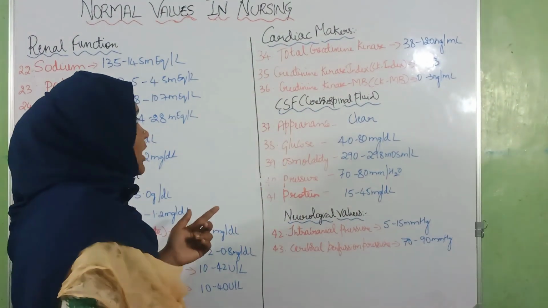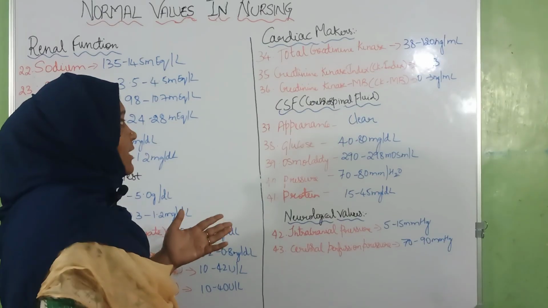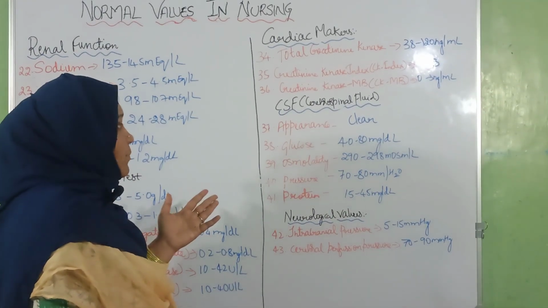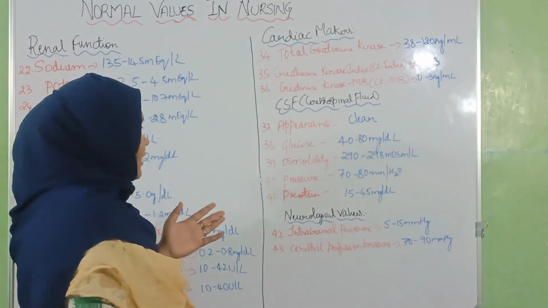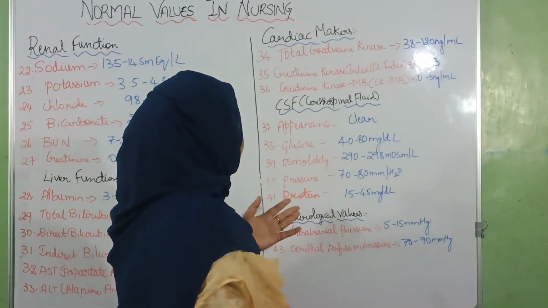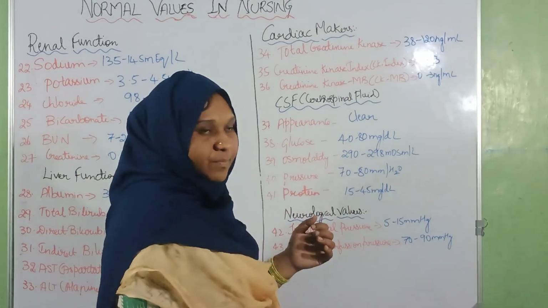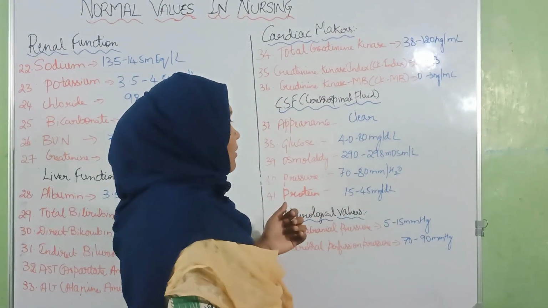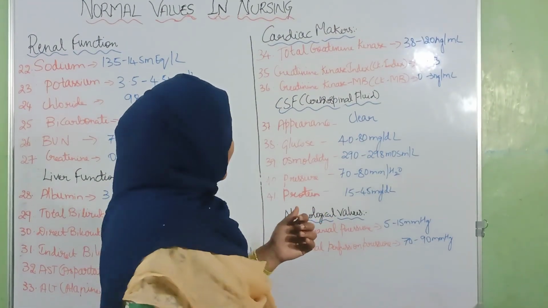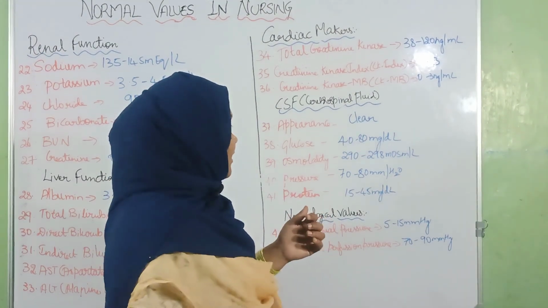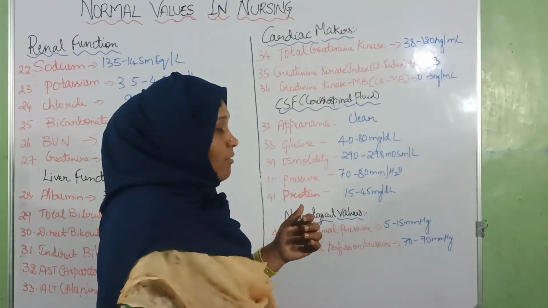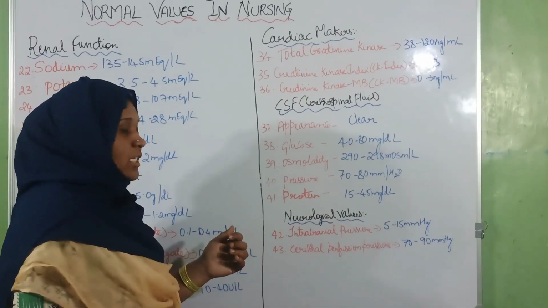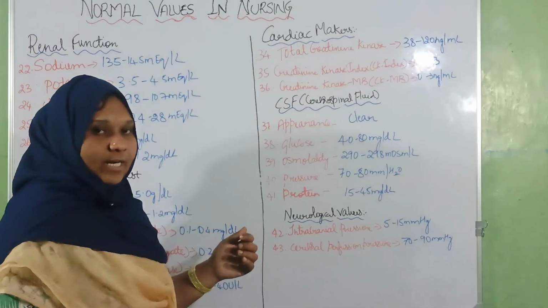So CSF, that is cerebrospinal fluid, the normal appearance of that, how it is, what are the normal values, what it contains, everything. So appearance, it is clear in nature. Glucose, the normal value of glucose present in CSF fluid is 40 to 80 milligram per deciliter. Osmolality, that is 290 to 298 milliosmoles per liter. Pressure, that is 70 to 80 millimeter of water. Protein, that is 15 to 45 milligram per deciliter.